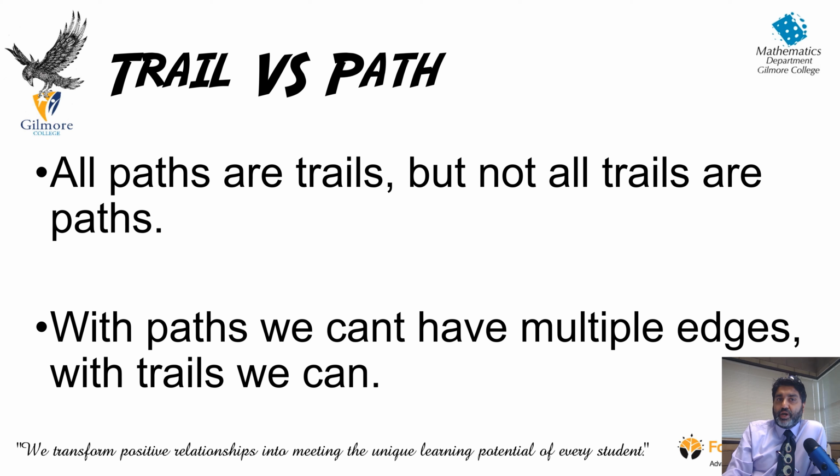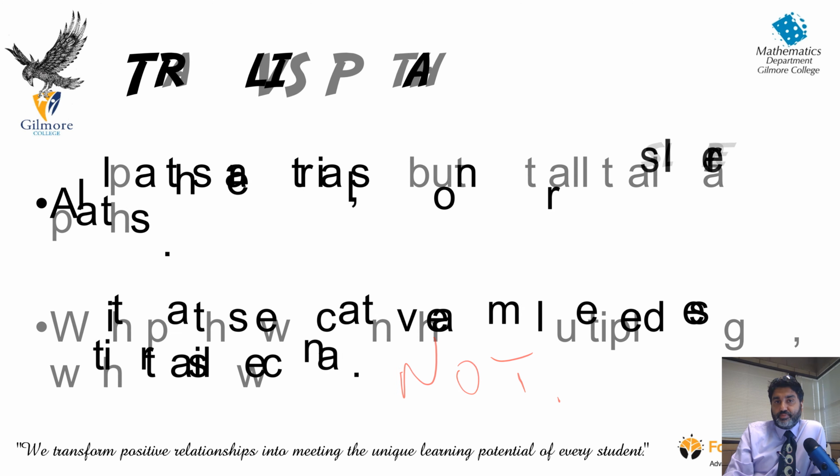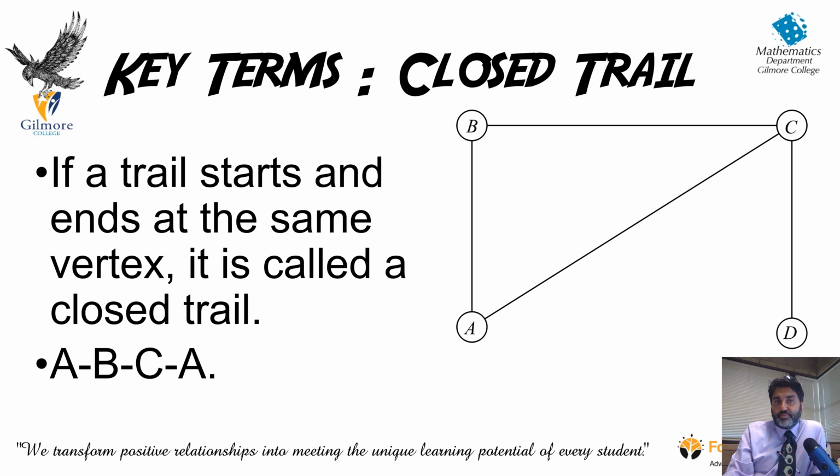A trail versus path. All paths are trails, but not all trails are paths. With paths, we can have multiple edges. With trails, we can not. If a trail starts and ends at the same vertex, it is called a closed trail. So A, B, C, A. Okay, so we're going A, B, C, and then back down to A.